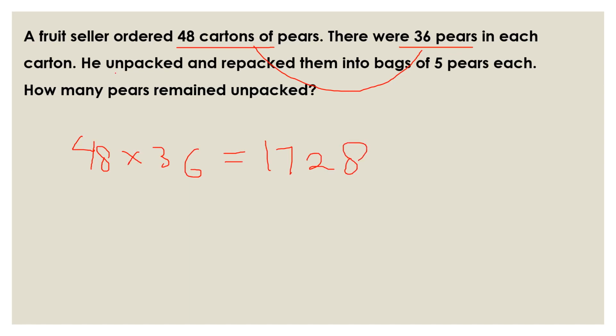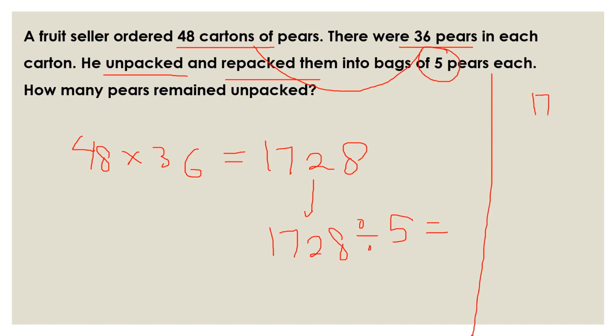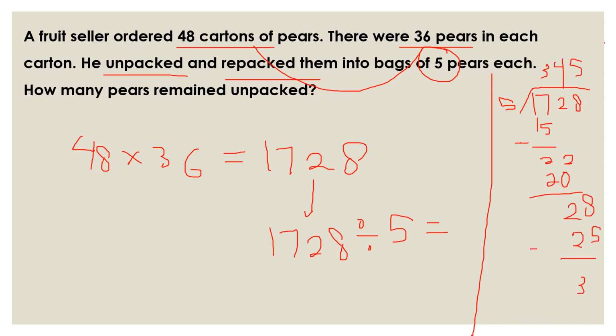1,728 pears. Then he unpacked and repacked them into bags of 5 pears each. So after that, 1,728 divided by 5. I'll show you the long division. So 1,728 divided by 5. 3, 15, 22, 4, 20, 28 divided by 5 equals 345. Remainder 3.